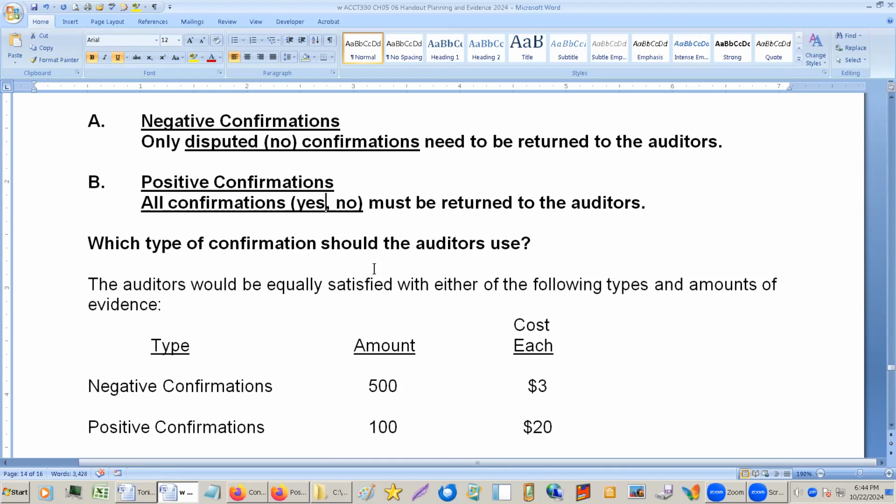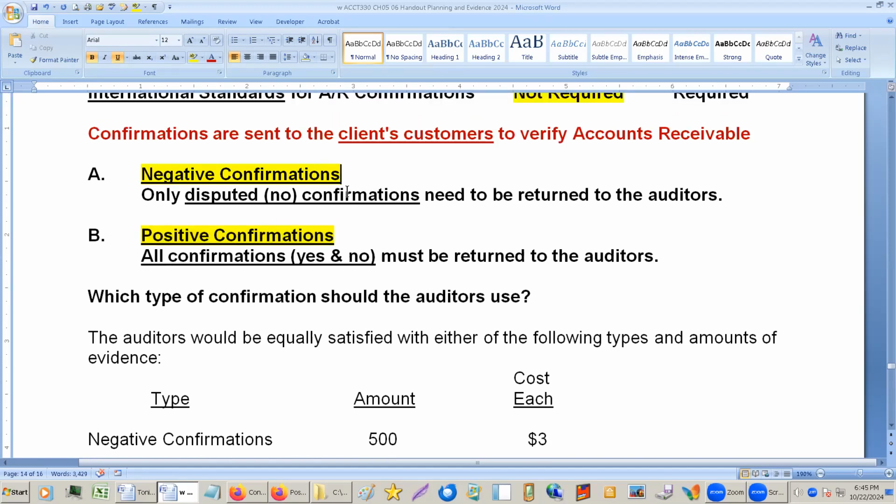Yes and no. Okay, so we have these two different types of confirmation. The positive confirmations are yes or no. If no, please explain why. Place all confirmations in the envelope and send them back to the auditors.